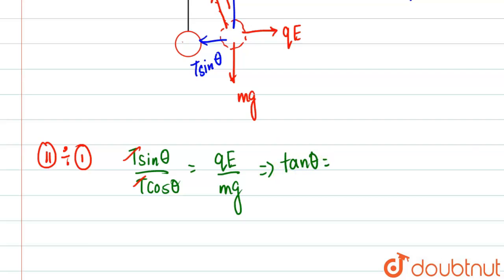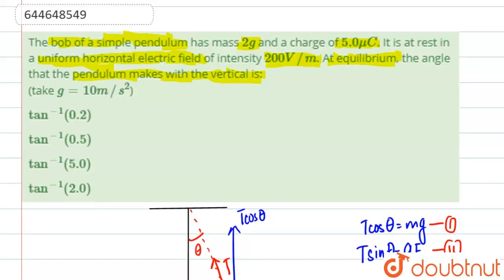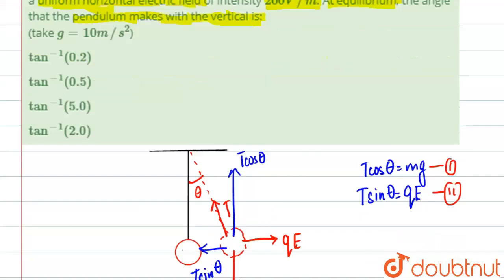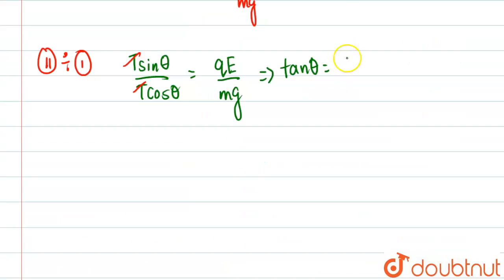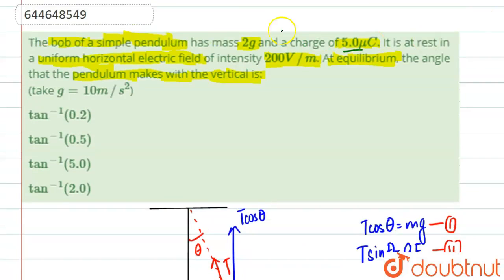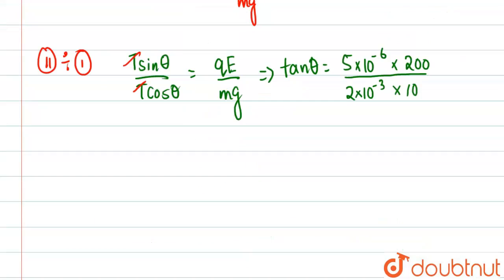So tan theta will be equal to q, the charge, which is given as 5 microcoulomb. We'll put all the values now. 5 microcoulomb is 5 into 10 to the power minus 6. Electric field is 200 volt per meter, divided by mass, 2 grams, which is 2 into 10 to the power minus 3, and g is 10. You can see all the values are given in the question: 2 grams, 200 volt per meter, and 5 microcoulomb. So we are going to calculate it now.